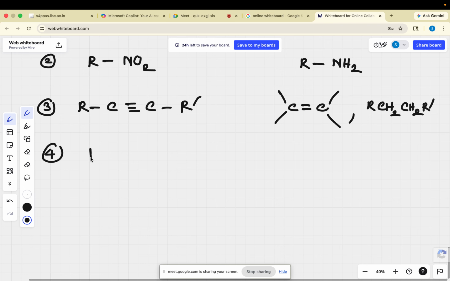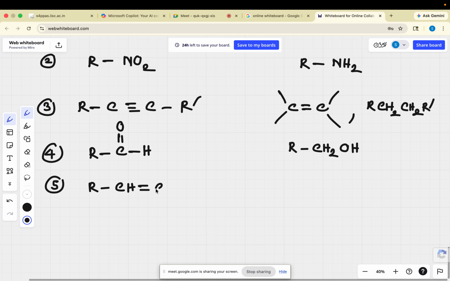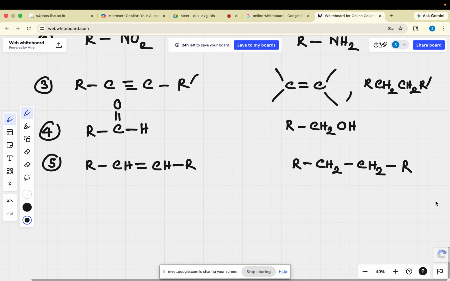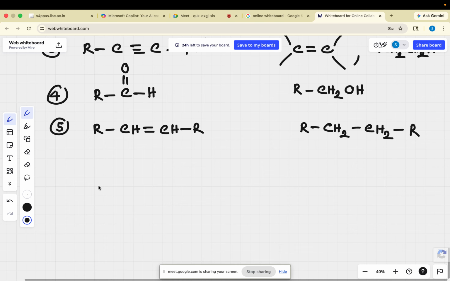Number 4, suppose you have this aldehyde RCHO. If I do reduction of aldehyde, I will get RCH2OH, alcohol. Number 5, suppose I have alkene compound RCH double bond CHR. If I do reduction of that, I will get RCH2CH2R, alkane compound.